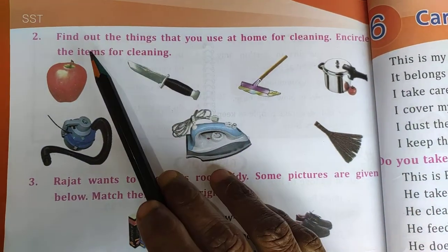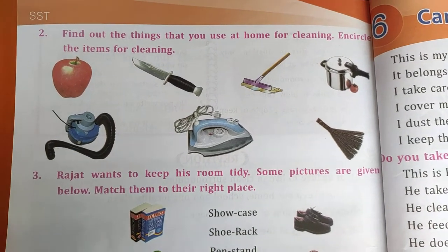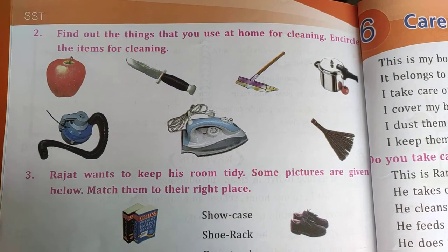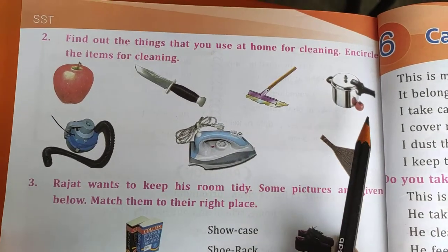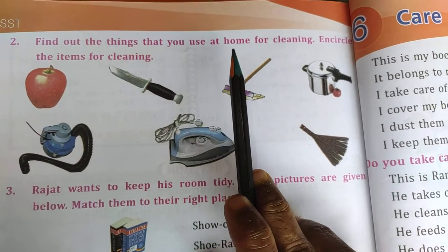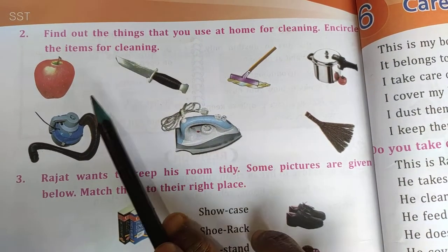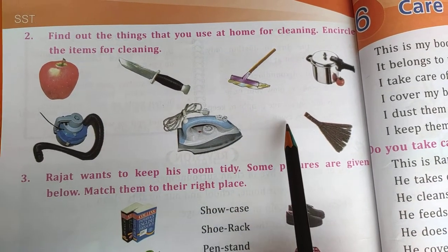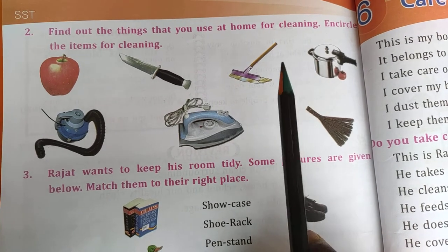Okay. So now we'll move on to the second main. Find out the things that you use at home for cleaning. Encircle the items for cleaning. So, here you can see some of the items. So, what should we do? We should circle the things which we use to clean our home.